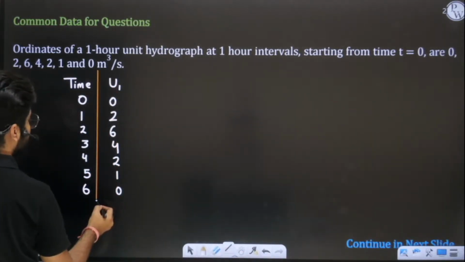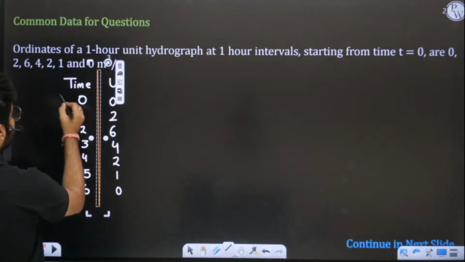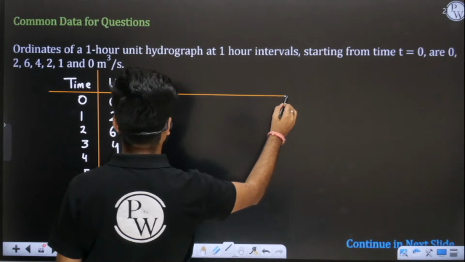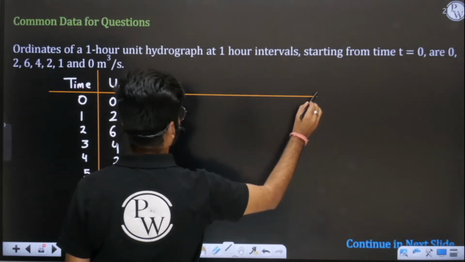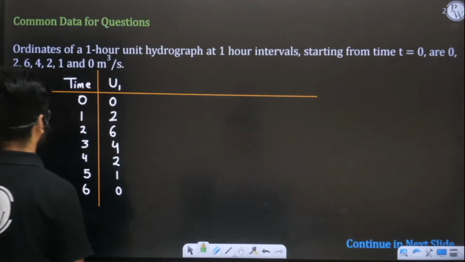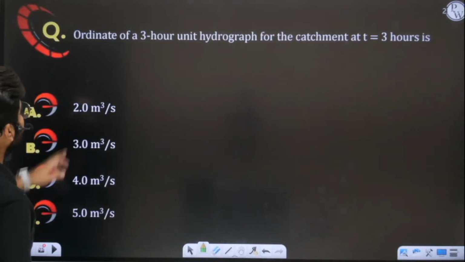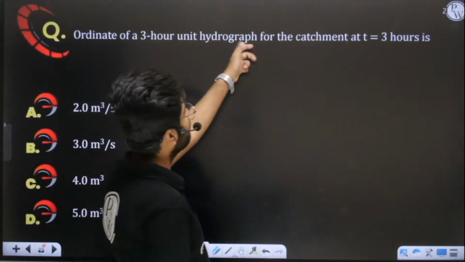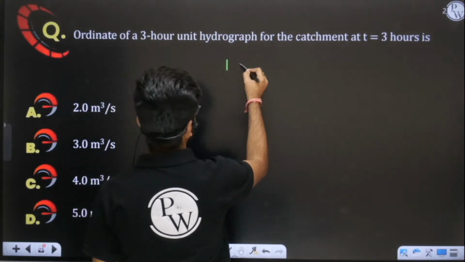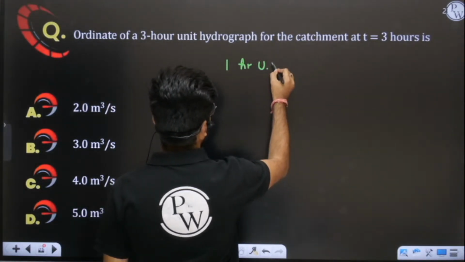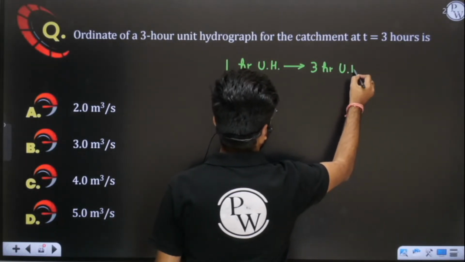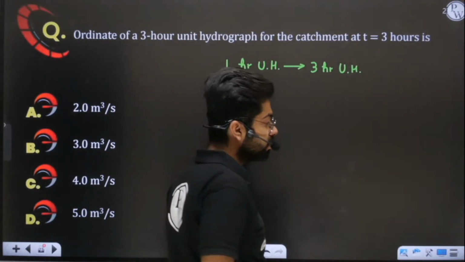So this is your 1 hour unit hydrograph. Okay, no problem, sir. This is my 1 hour unit hydrograph. Now what I have to do? See, the question is saying find the ordinate of 3R unit hydrograph for the catchment at t equal to 3. In this question, I have to convert my 1 hour unit hydrograph into a 3 hour unit hydrograph. This is the demand of the question.